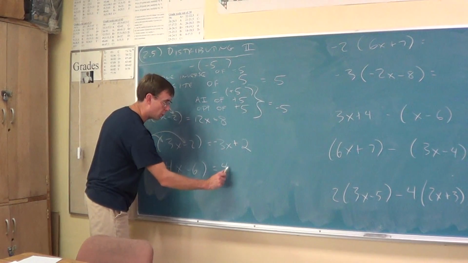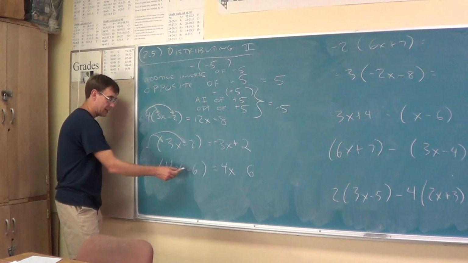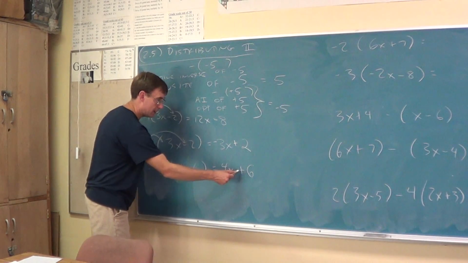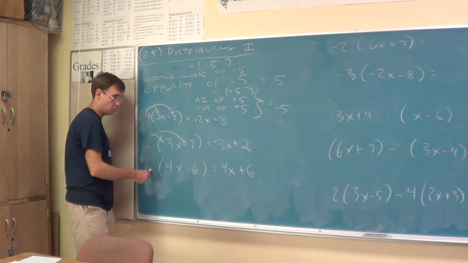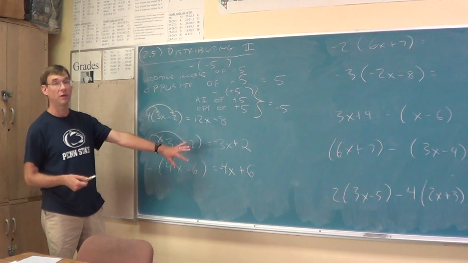Again, don't change 4x, don't change 6, but the minus, because of this, will change to plus. The positivity here will change to negativity. So distributing a negative, just switch all the signs of what was in there.